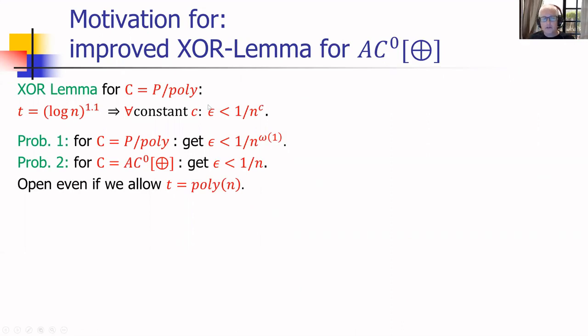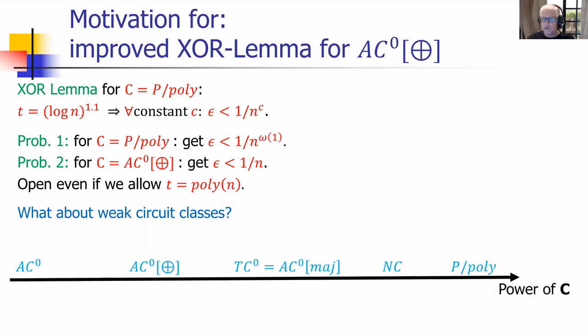Now let's consider the second open problem. So why are we interested in weak circuit classes? So let's take a look at the world of weak circuit classes. So here I drew a map of the world of weak circuit classes. On the left, we have AC0, the class of constant depth circuits with and, or and not gates. Then AC0 with parity. Here we also allow parity gates. Then TC0, here we also allow majority gates.